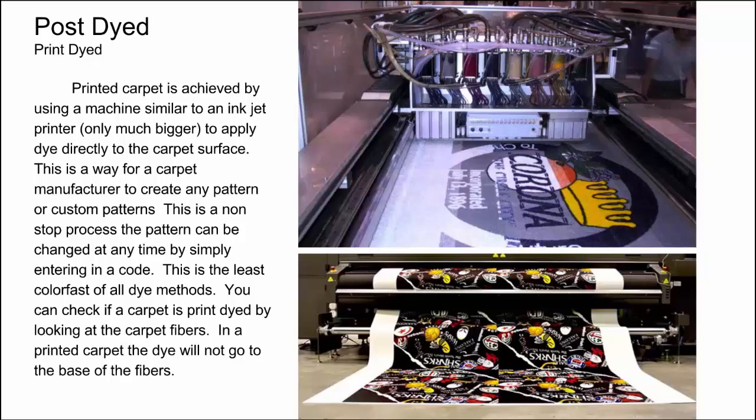Really interesting. It is the least color fast of all the dye methods, and it's easy to tell if you're dealing with a printed carpet. If you just get down on your hands and knees, split the fibers apart. If the dye isn't all the way to the base of the carpet and it's only coloring the tips, or maybe a third, two-thirds of the yarn, you're dealing with a printed carpet. You may want to check if it's color fast. Sometimes these dyes can be loose, so you might just want to give a quick check.